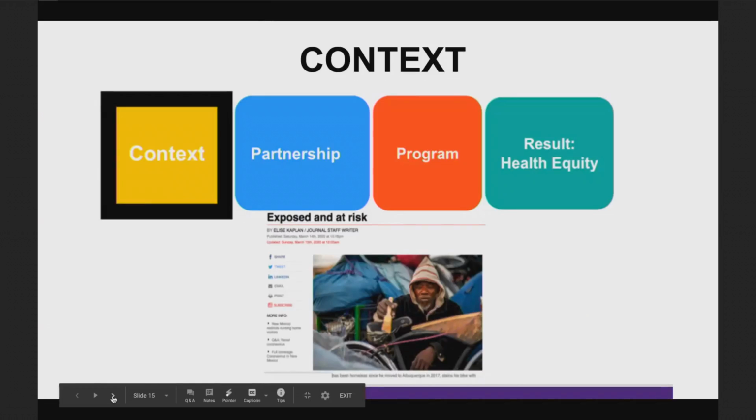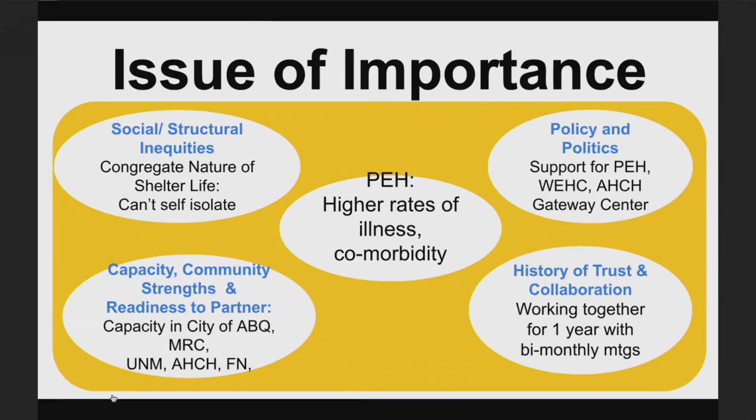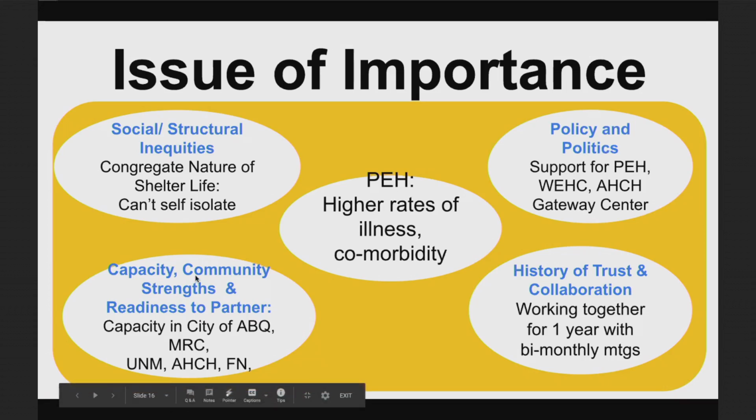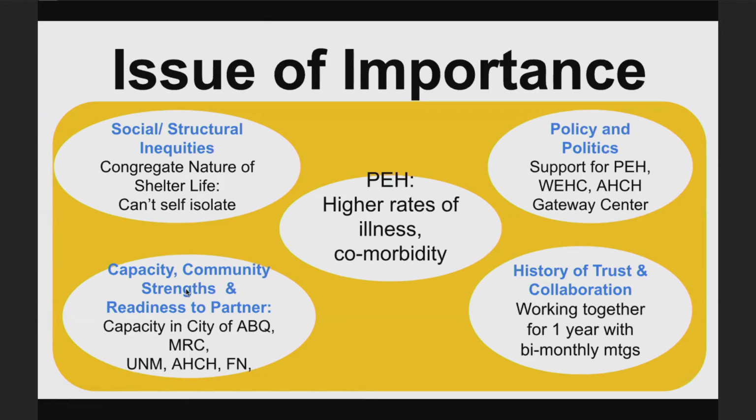We then looked at the context and said, this is what's going on in the area. There are certain things in this model that have been examined with data. It's a 14-year NIH study that found that if you have social and structural inequities, if you have capacity in the community, and you're looking at community strengths and readiness to partner, that has actually been measured, and that improves outcomes.